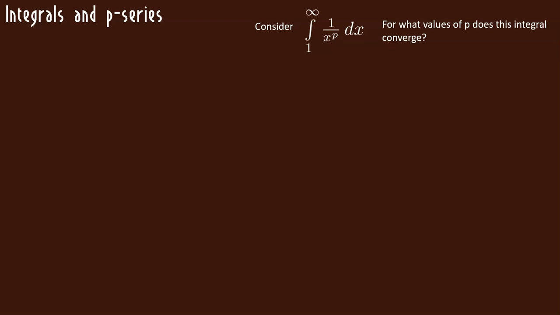Well, first off, let's check p equals 1. If p equals 1, I've got the integral from 1 to infinity of 1 over x. This is natural log of x when I integrate, and natural log of infinity is infinity, so this diverges. So from now on, I'm going to assume that p does not equal 1. You'll see why in a second. So I have the integral from 1 to infinity of 1 over x to the p dx.